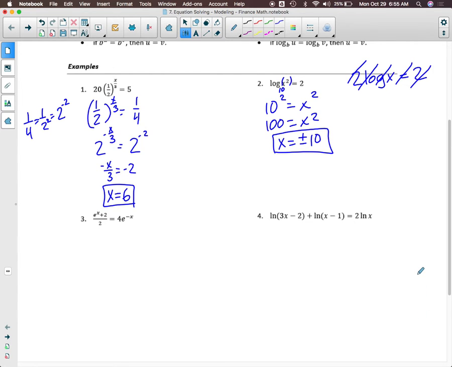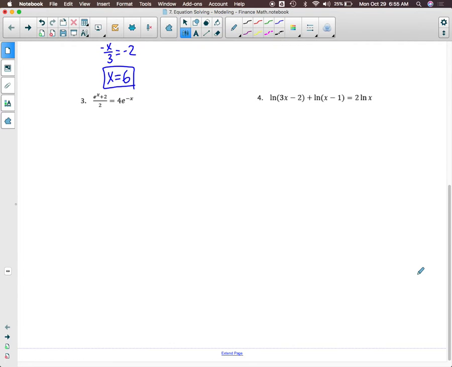All right, you ready for the heavy hitters? Whew. First thing I'm going to do with this one is just multiply everything by 2 to get rid of that fraction. So I'll end up with e to the x plus 2 equals 8.